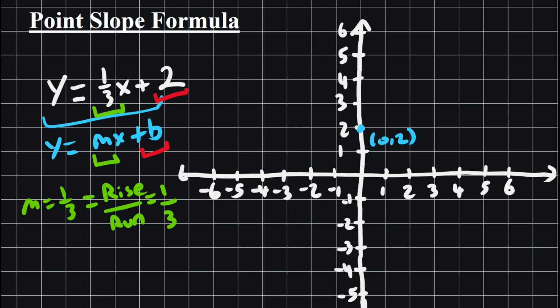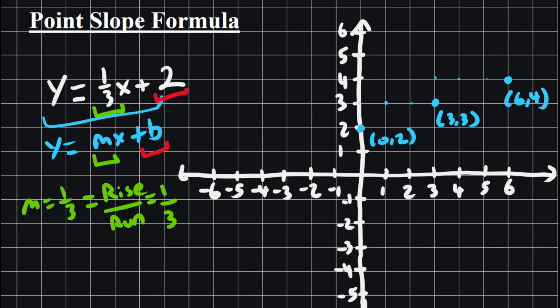So let's go ahead and start at 0, 2, the blue point right here. And we're going to rise 1, so 1. And we are going to run 3 to the right. 1, 2, 3. And we'll plot that point, and that is 3, 3. And let's do it again. Going to rise 1 up here, and we are going to run 3. 1, 2, 3, right here. So rise 1 and run 3. 1, 2, 3. There we go. That is 6, 4.